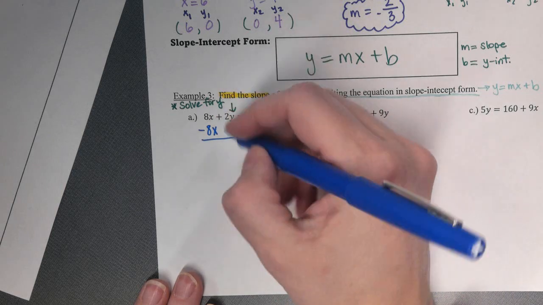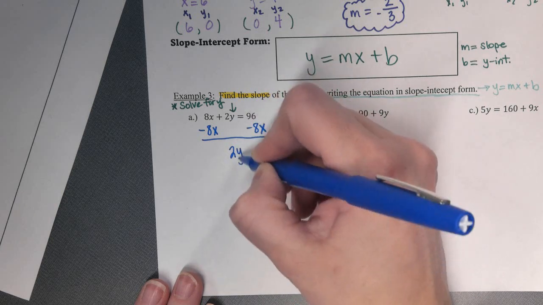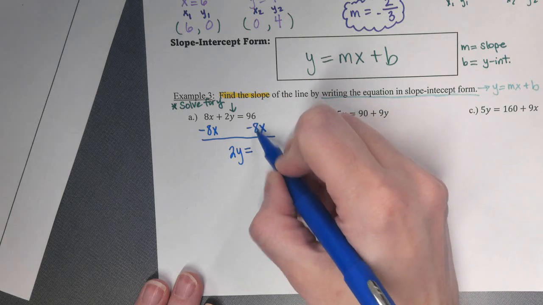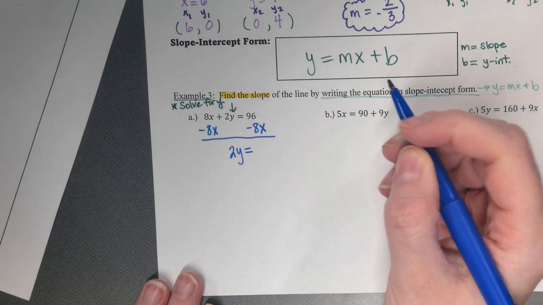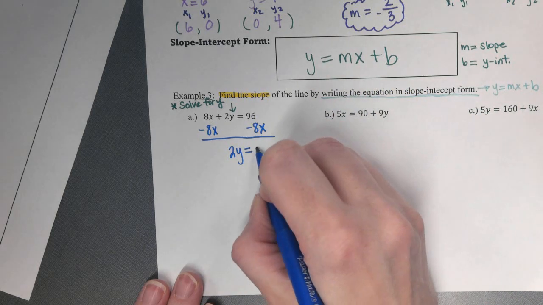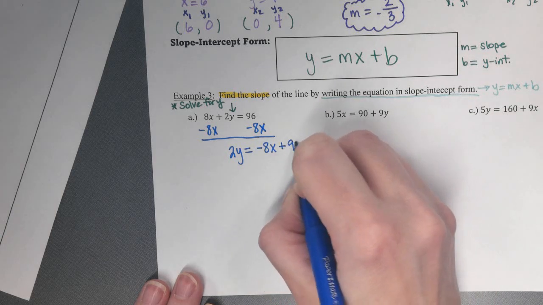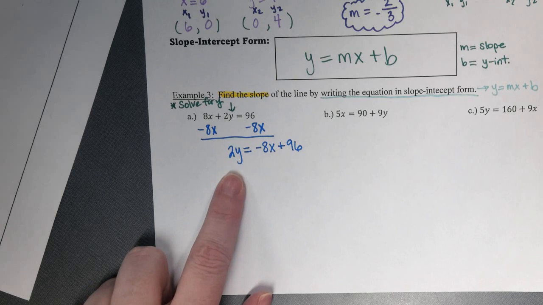When you do 8x minus 8x, you get 0, so that cancels. The 2y gets brought down. Then you can't subtract these because this has an x and this doesn't. I do want you to write this side in the form mx plus b, which means I want you to write the negative 8x first, plus 96. If you had 96 minus 8x, that would not be wrong. It's just that at the very end you would have to switch those two around.